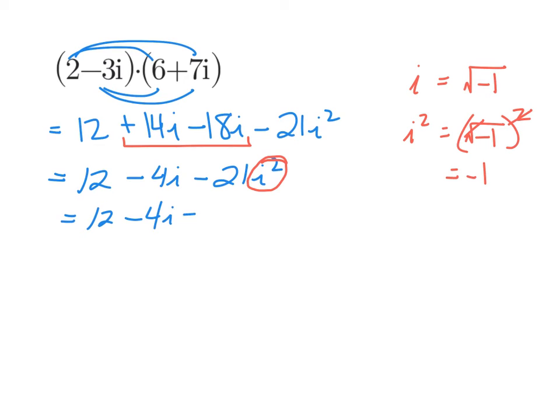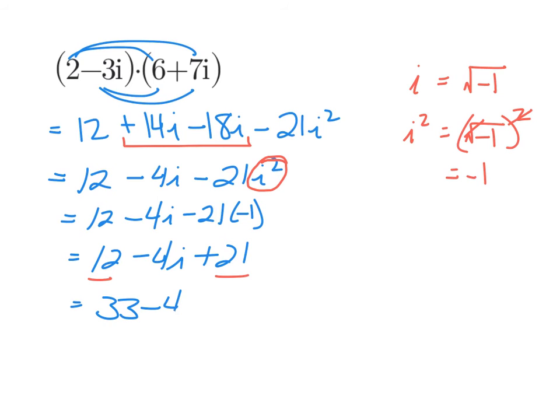So we'll have minus 21 times negative 1, which ends up turning it into a plus, of course. Now finish combining like terms with that 21 and the 12, and we'll get 33 minus 4i.